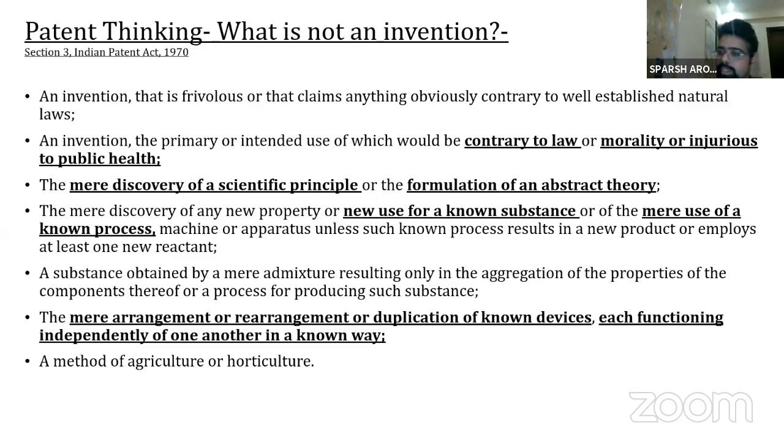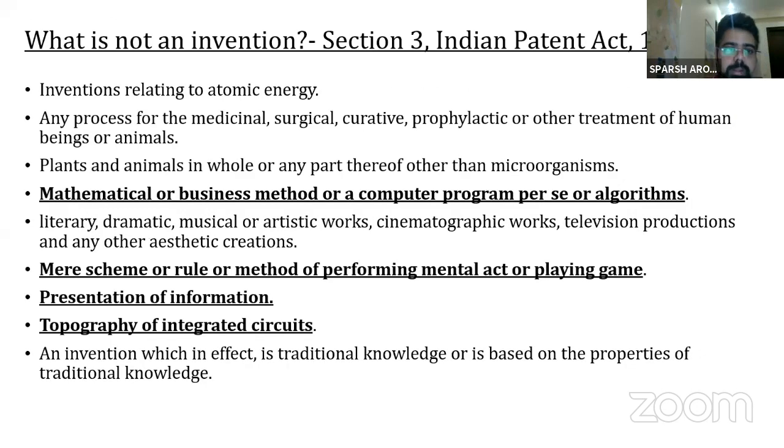For methods of agriculture and horticulture, you cannot file a patent application because these are generally covered under the Plant Protection Act in India. Anything which is related to atomic energy, you cannot file a patent application in India because it comes under the Atomic Energy Act. So you cannot do a patent filing for that.